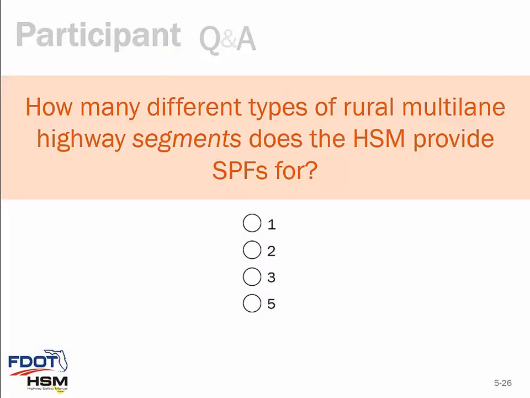So another polling question: how many different types of rural multi-lane highway segments does the Highway Safety Manual provide SPFs for? You got four different choices provided.